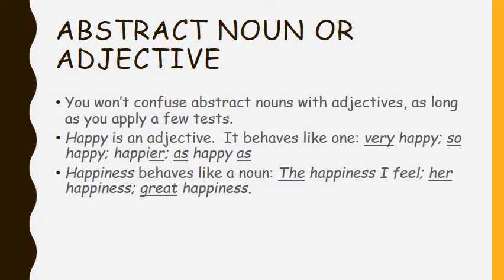You won't confuse abstract nouns with adjectives as long as you apply a few steps. Happy is an adjective. It behaves like one: very happy. So happy as an adjective, happier, as happy as, they are all adjectives. Happiness behaves like a noun: the happiness I feel, or great happiness. Great here is the adjective, so it describes the noun, which is happiness.